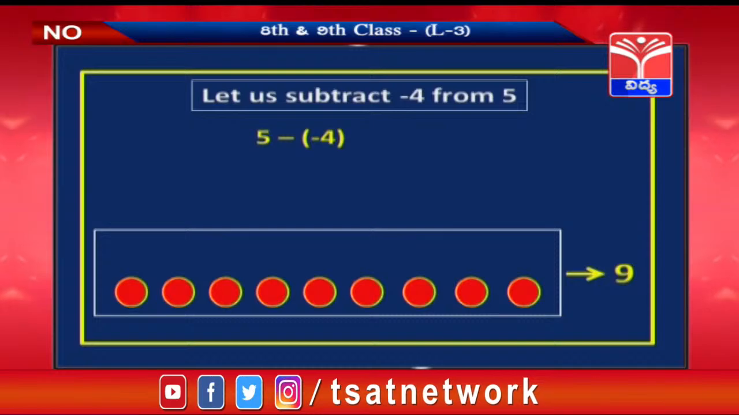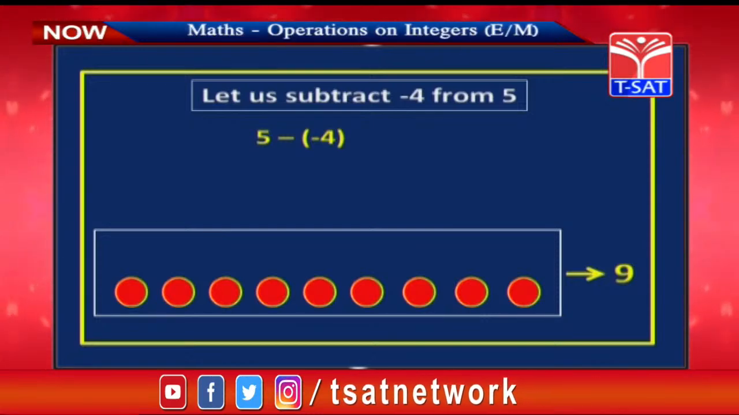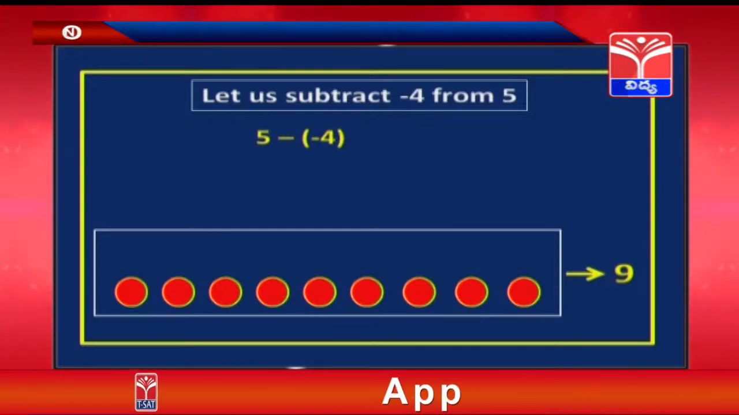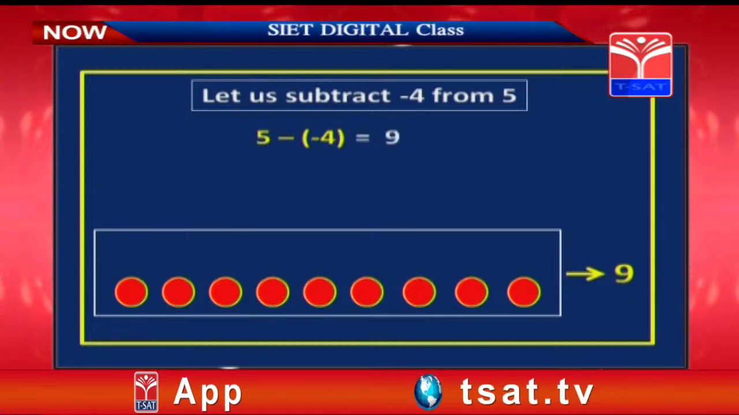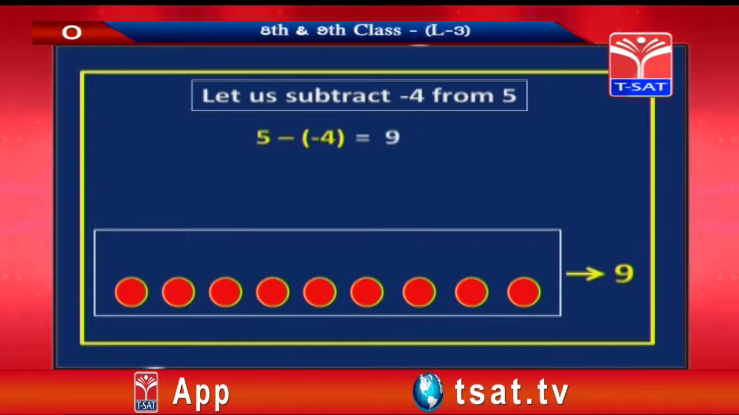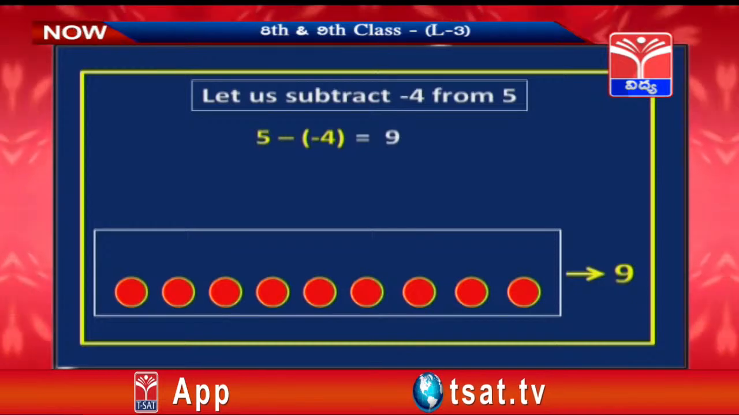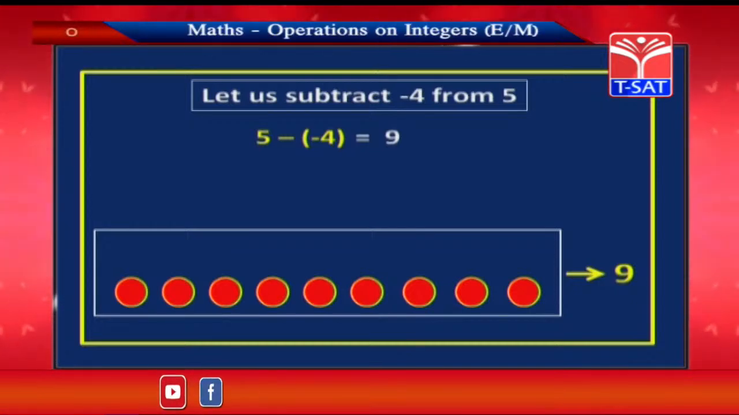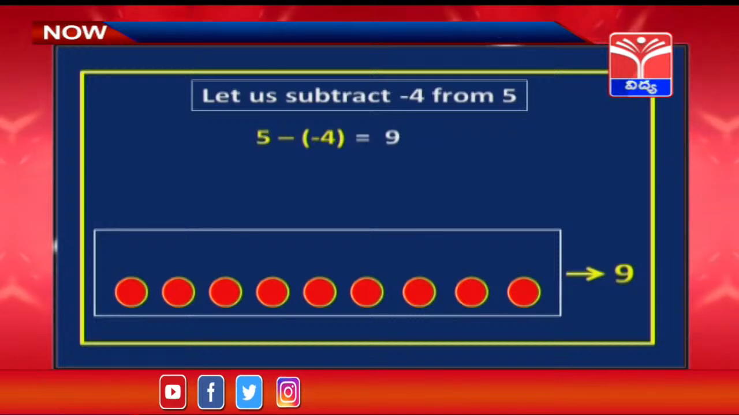So, red coins represent a positive number. Since there are 9, we write it as plus 9 or simply 9. So, that means 5 minus of minus 4 is equal to plus 9. So, this is how we subtract a negative number from a positive number. I hope you understood, children, isn't it?